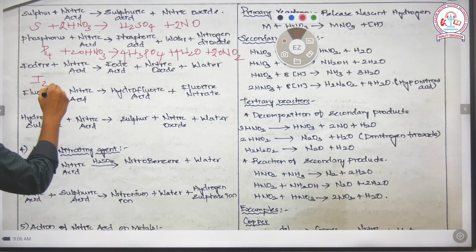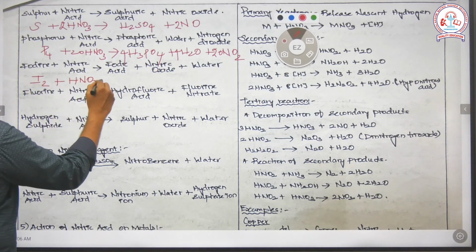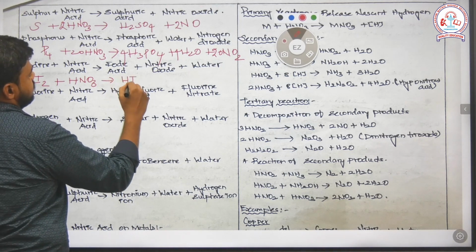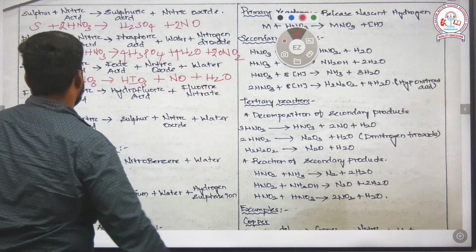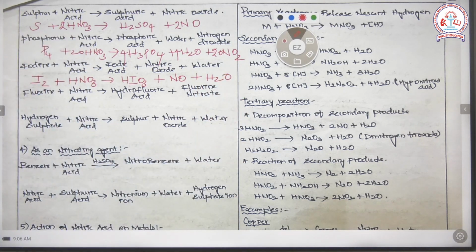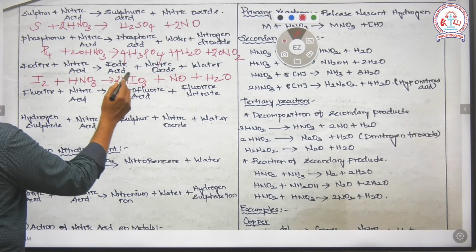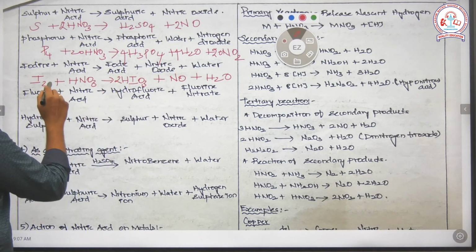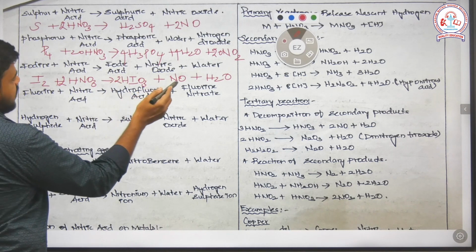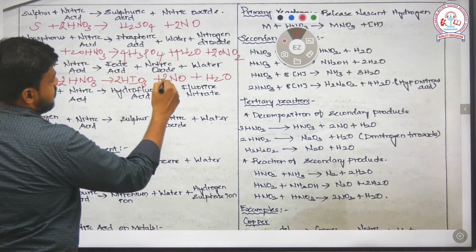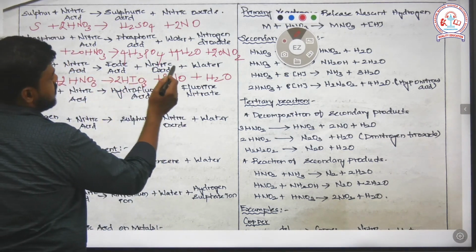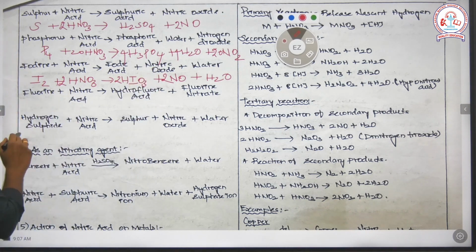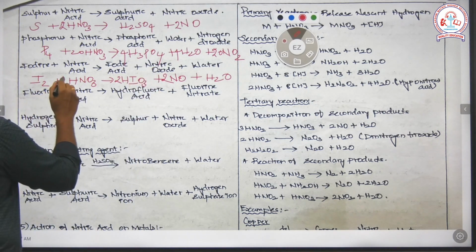Iodine reacts with nitric acid to form iodic acid, then nitric oxide, then a water molecule. So we need to check the balancing. Iodine here is 2, so I will make it 2 here. Iodine is fine. Hydrogen here is 2 plus 2, 4. If I make it 2 here, oxygen becomes 6. 6 plus 1 is 7. Then here it becomes 2. Hydrogen becomes fine. Okay, 6 plus 3 is 9 there. Here it is 6. Then I need to make it 3 here.